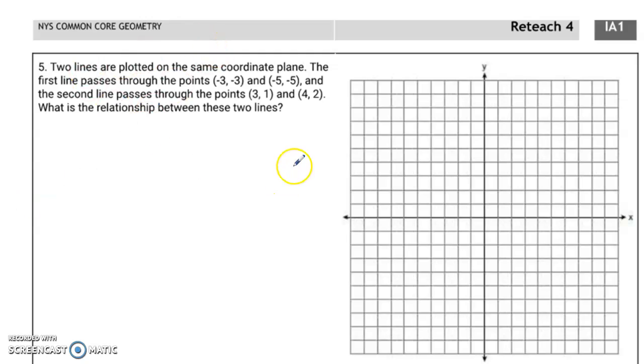The next page is coming up here, questions 5 and 6. Pause the video, try these out by yourself, and then see if you get them right.